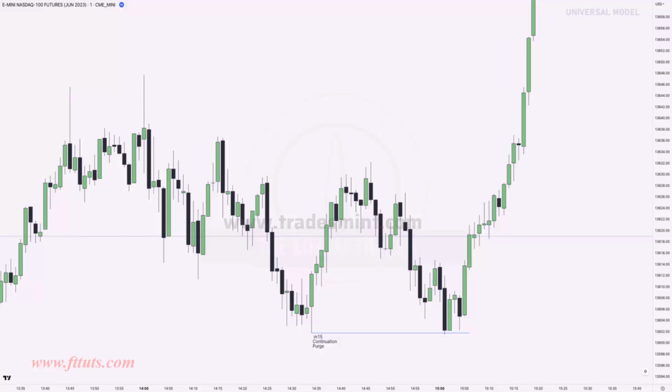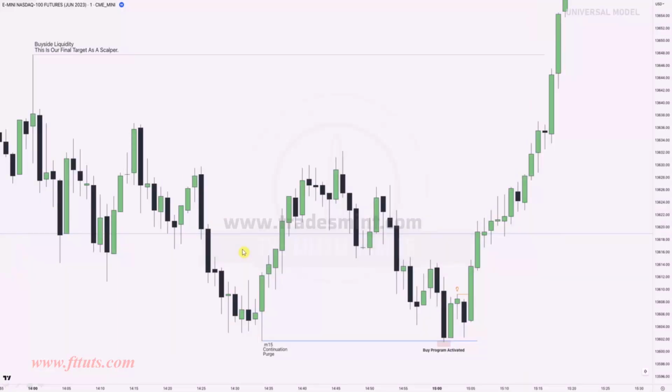We've got a 1-minute time frame right now. We waited for that 15-minute continuation purge, which happened over here, and you can see it a little better now because we're in the 1-minute time frame. Buy side liquidity is our final target as a scalper. We're not holding for the whole day. We want to go in and out with our market maker models. So a market maker buy model has formed after we create this low. We purge that sell side liquidity and thus go into that buy program.